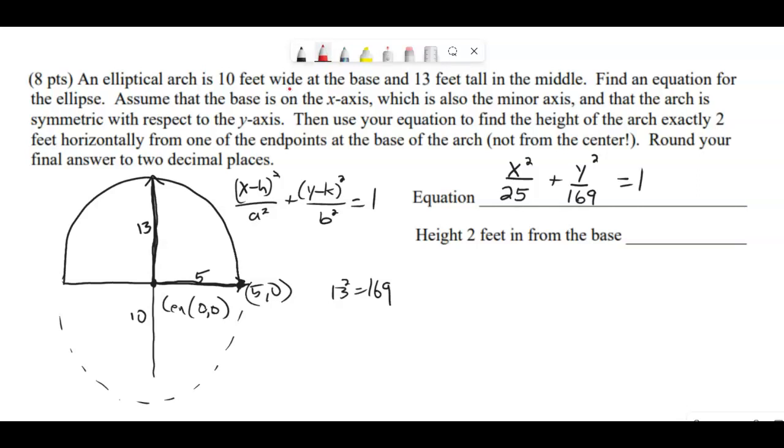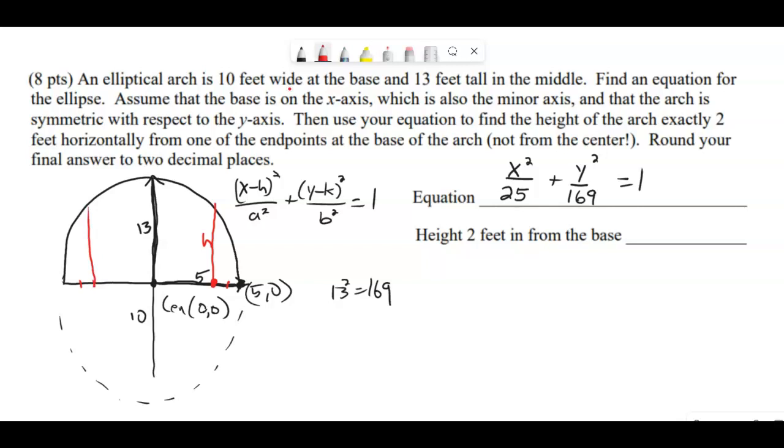Now we want to find the height 2 feet from an endpoint. So whether it's 2 feet this way, we want the height, call it h, or we could do it over here, 2 feet. The height should be the same height. Doesn't matter because of the symmetry. But it's not 2 feet from the center.